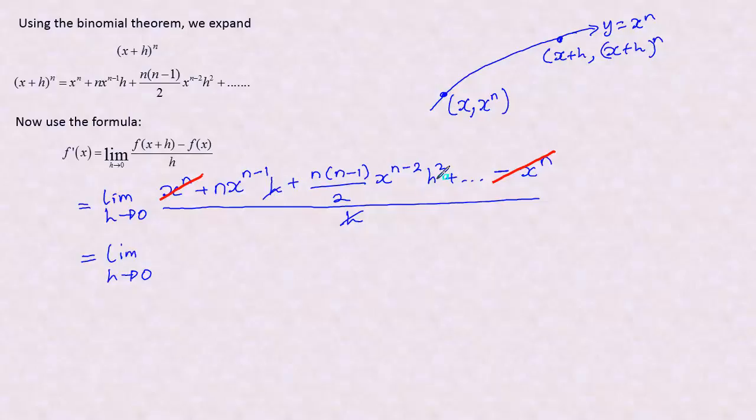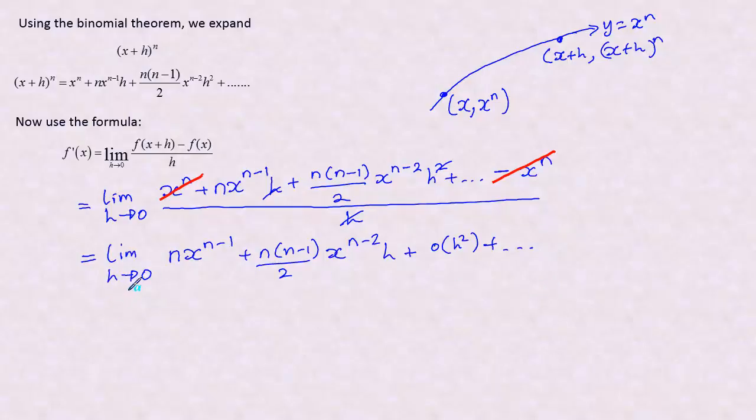So this term here will be n x to the n minus 1, and then this term will be n minus 1 over 2 x to the n minus 2 h, and the next term after that would have an h squared, so we'll just write order h squared, and so on.